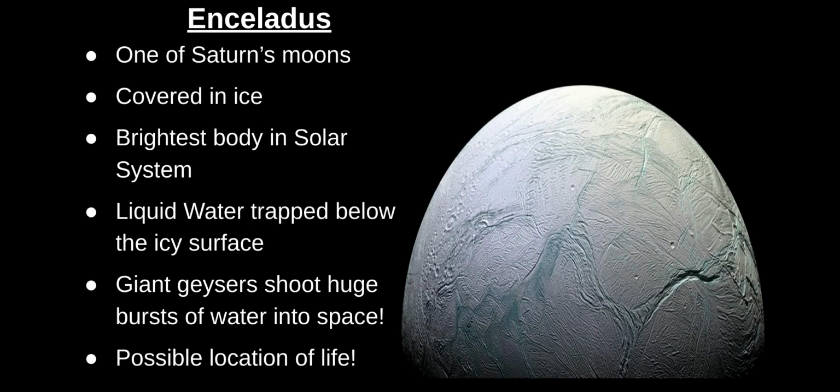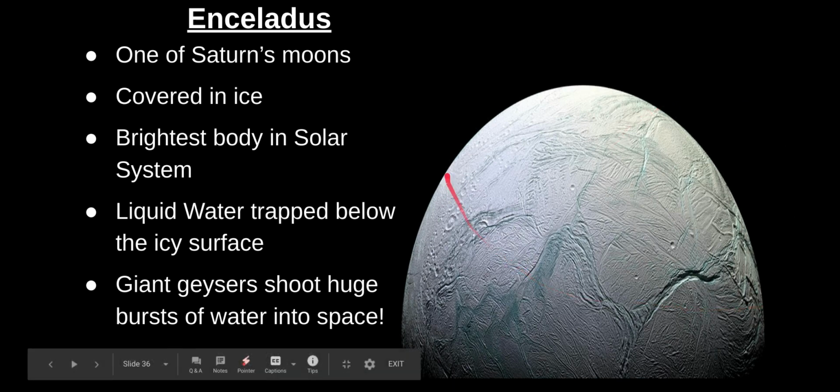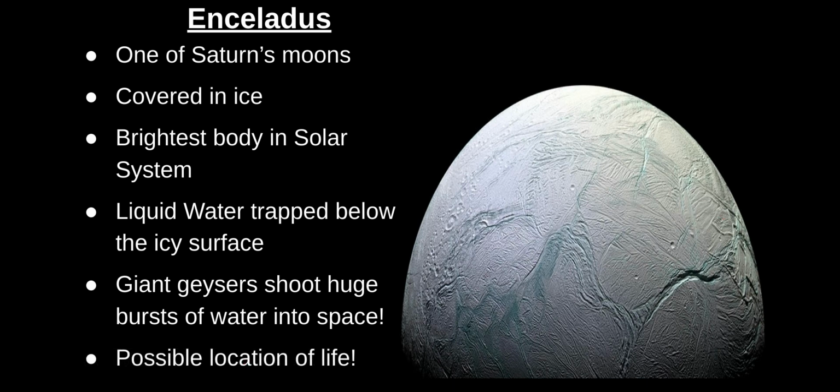Another place that scientists have recently figured out might have life is another of Saturn's moons called Enceladus. So it's covered in ice. This makes it actually the brightest body in our solar system other than the sun. And there's liquid water trapped beneath this icy surface. And there are huge geysers that shoot bursts of water into space. And they think that the super hot vents of water might be a place where there could be microbacteria found in the future.